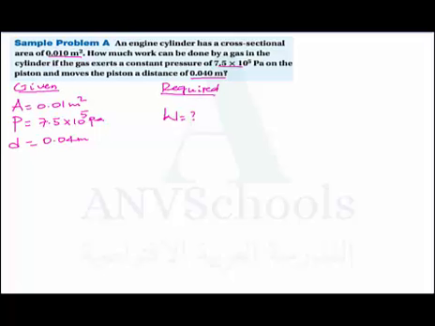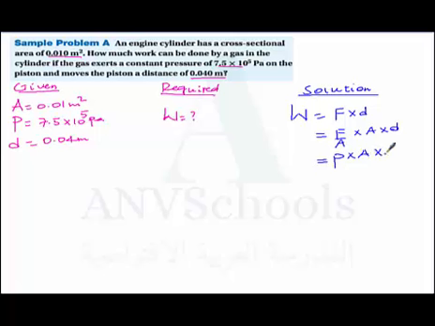Now let's solve. We know that work is defined as force multiplied by distance. I can write force as force over area times area, times distance. Force divided by area is pressure, so it will be pressure multiplied by the area multiplied by the distance traveled by the object.